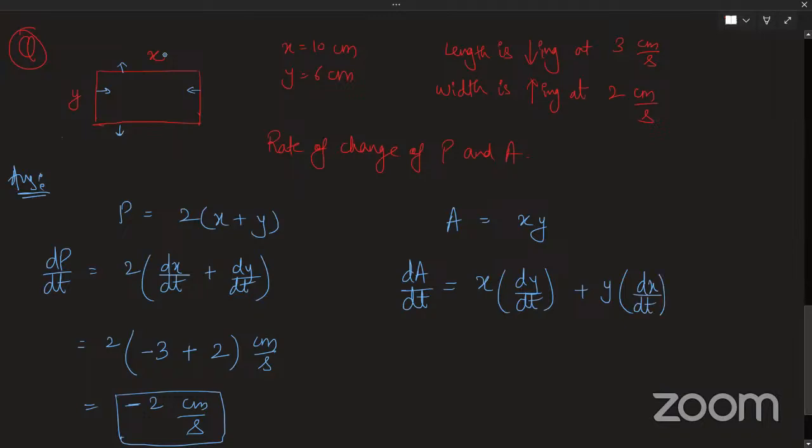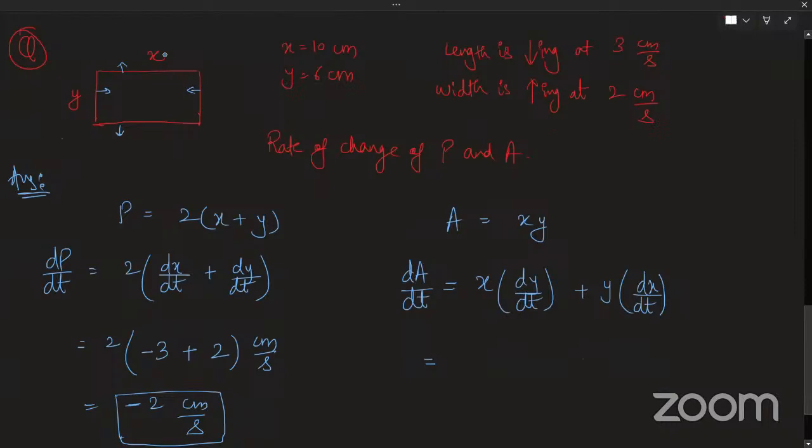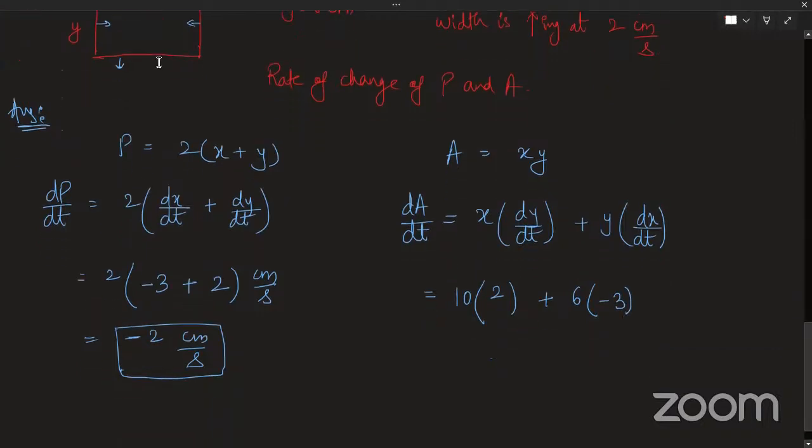Yes, sir. Okay, great. So let us try to solve it. Again, if I need to calculate dA by dt, the value of x is given to me as 10 centimeters. So 10 centimeter into dy by dt is how much? The value of dy by dt is 2 centimeter per second, plus y. y is 6. And minus dx by dt, which is 3. So 20 minus 18, how much? 2 centimeter square per second, right?